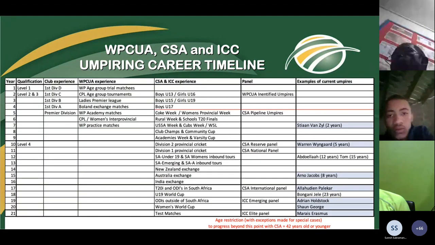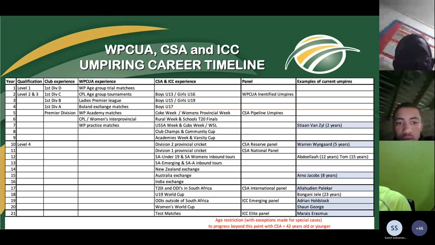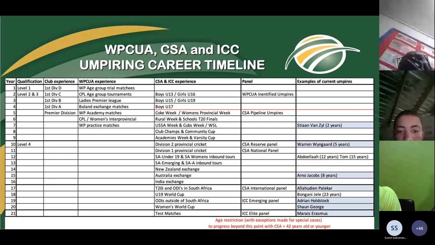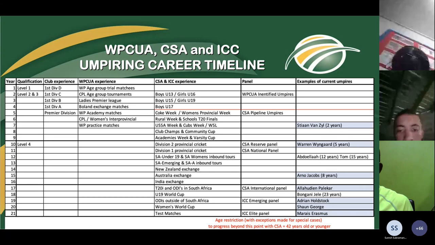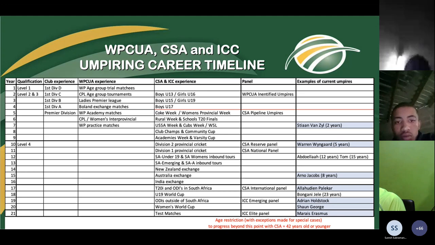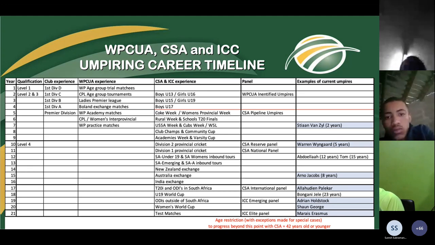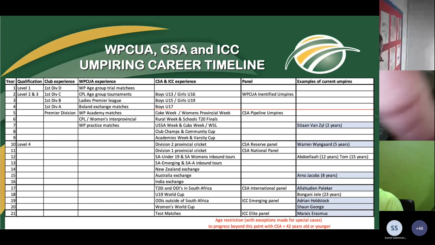So what happens when, as a South African, you join Western Province Cricket Umpires Association? I'm going to take you through a career path to become a professional cricket umpire. And what I need to stress is that not everybody can make it to the highest level. There are only 11 members of the International Cricket Council elite panel of umpires. So that is 11 out of how many billion people in the world at the moment? I think it's 8 billion people. So only a select few make it right to the top.